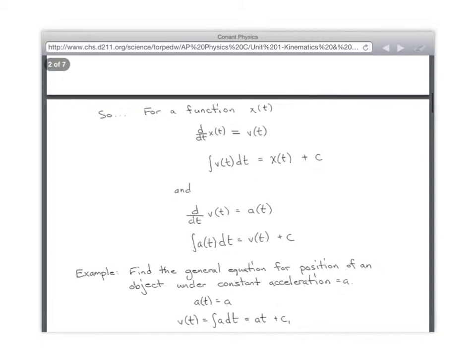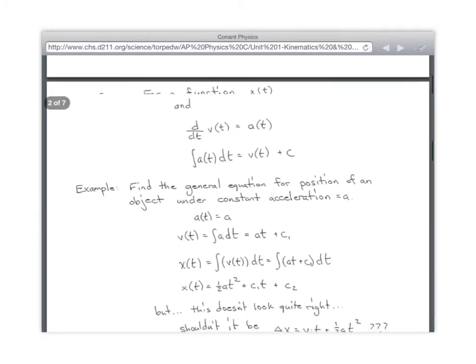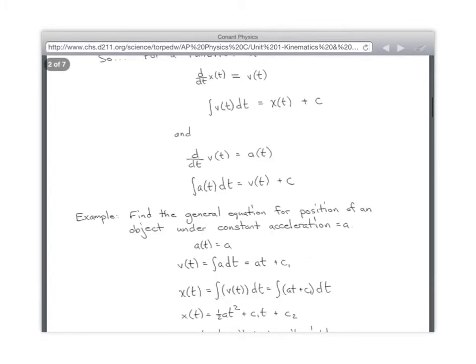1/2 at squared is, yeah, that one right there. Yeah, we've seen this one before. Yeah, right? Or have we? What's in there that we don't normally deal with? C1 and C2, right? Well, what is C1 and C2? The initial velocity. Okay.